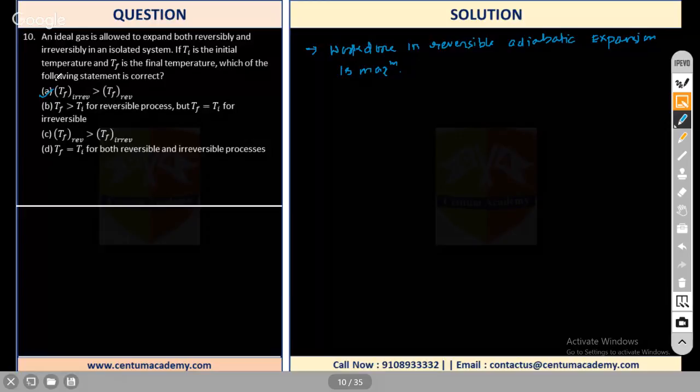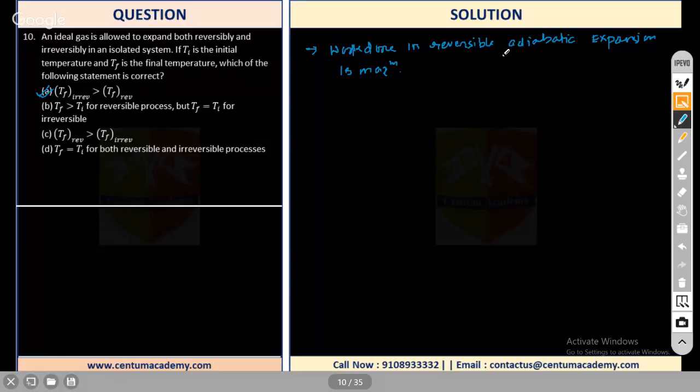Yeah, okay. Sorry. So the thing is, work done in reversible adiabatic expansion is maximum. That you know already. Now, when more work done is there, it means the more energy of the system has been utilized, right? It means the heat content is less over there, and hence the temperature will be less. So we can say the final temperature in case of the reversible process is lesser than that of the irreversible process, and hence option A is correct.